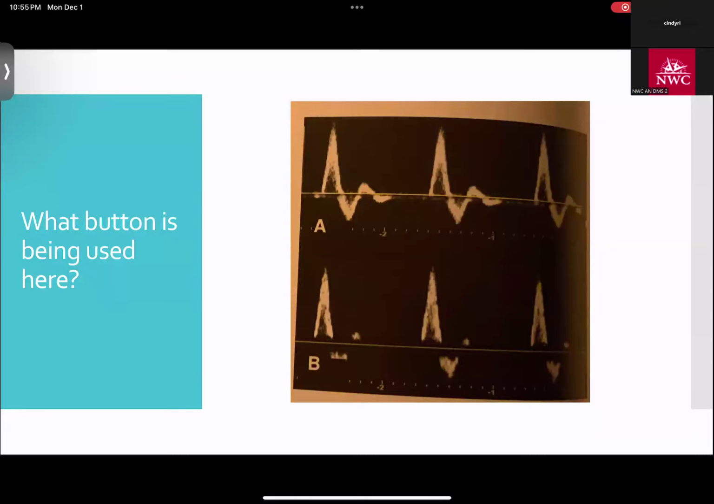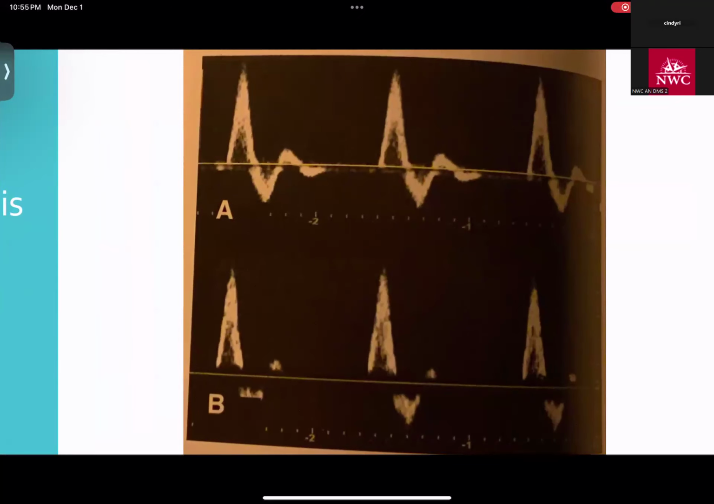This image is showing you an example of a button that's being used. If you look at it carefully, the only thing that's being erased are the echoes that are immediately around the baseline.